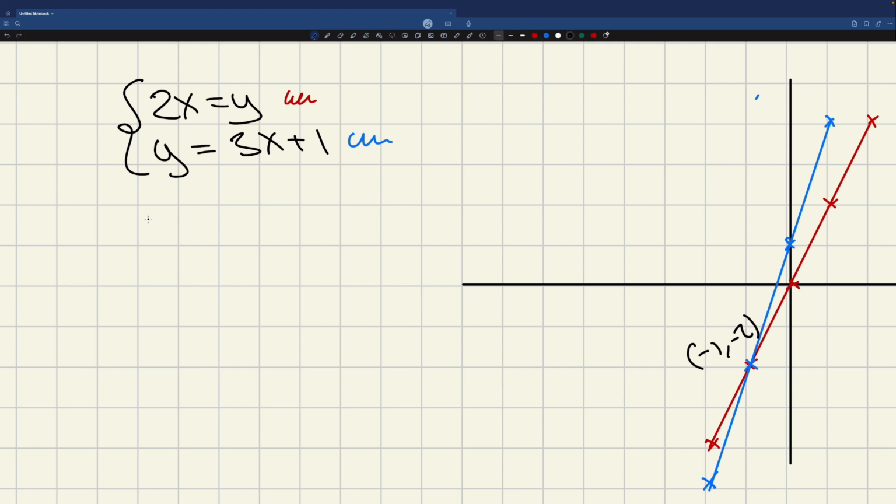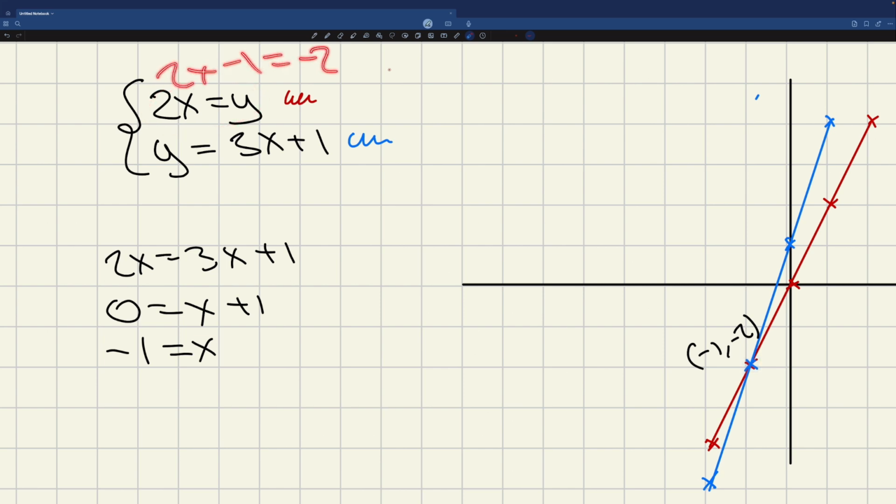You would go, okay, so we know that 2x is equal to y, so then we can substitute 2x into y in the second equation. So 2x is equal to 3x plus 1. Now some quick rearranging: you subtract 2x from both sides, you get 0 is equal to x plus 1. You subtract 1 from both sides, -1 is equal to x. Now you plug in -1 is equal to x into this equation. 2 times -1 is obviously -2, so therefore y is equal to -2.